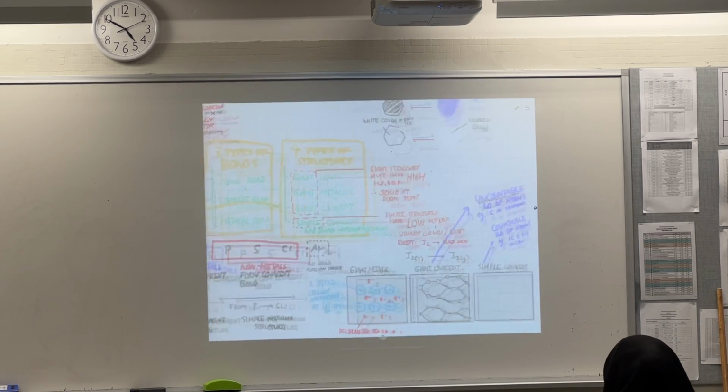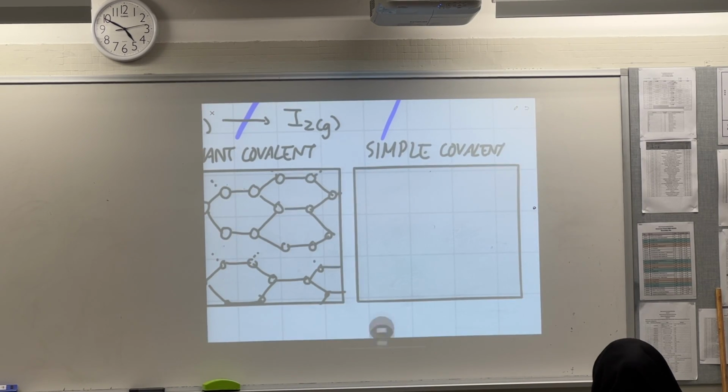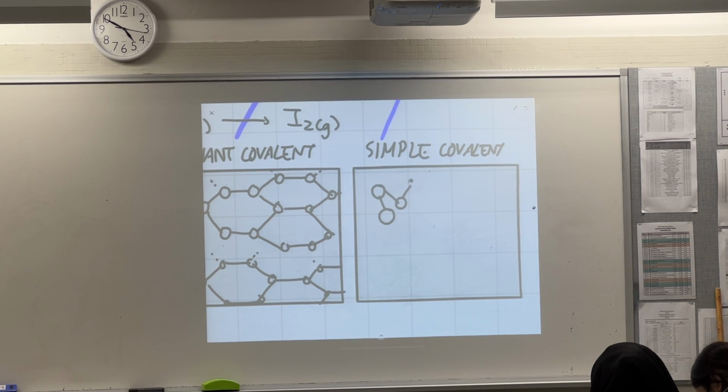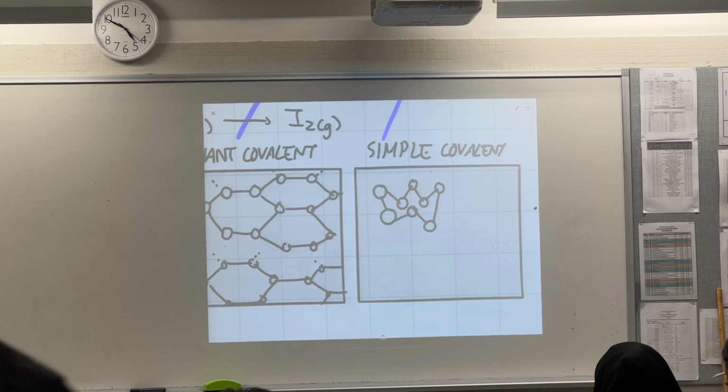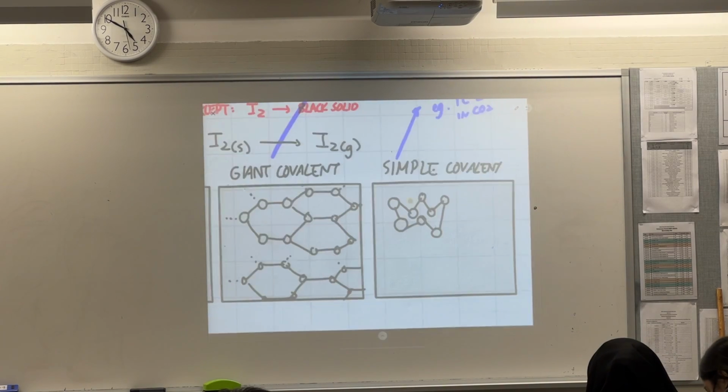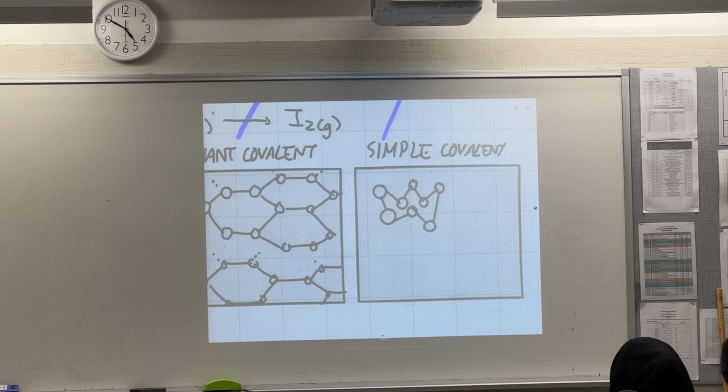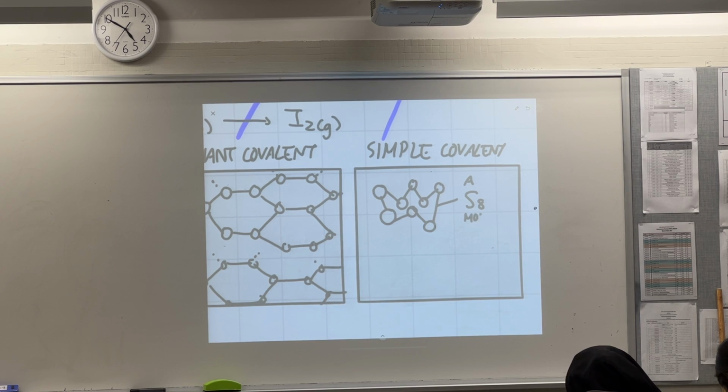Finally, we have simple covalent, okay? So simple covalent, we can draw things like P4 and S8. So this is S8. Not many students know the shape of S8, but many know the shape of Cl2. What does this look like to you? A crown. It looks like a crown. So S8 is crown shape, okay? So this is a S8 molecule.